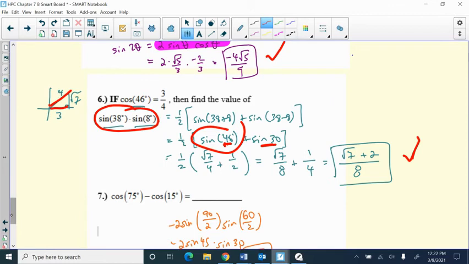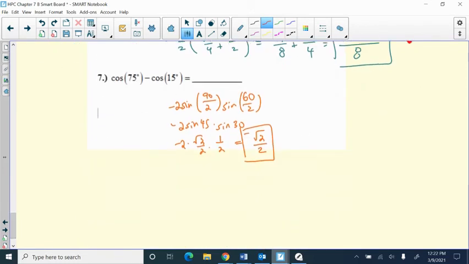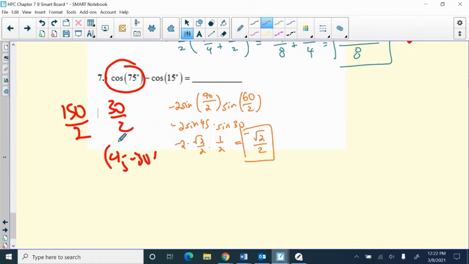And then our last question, number 7, there might be more than one way to solve this. Like, for example, I know cosine of 75. Well, 75 is half of 150, and 15 is half of 30. Or you could say 15 is 45 minus 30, right? So there might be multiple ways to solve this problem.